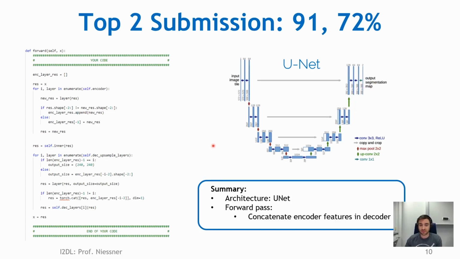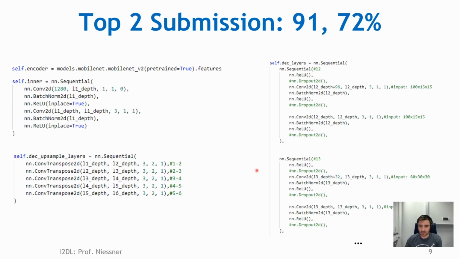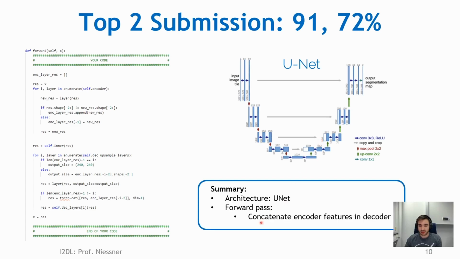To summarize, the submission uses a U-Net architecture. The encoder is pre-trained on image classification. And the decoder then uses transpose convolution, batch normalization, and I think also ReLU, but no dropout. And in the forward pass, what you always have to make sure for a U-Net architecture is that you concatenate or use the features from the encoder in the decoder part in your forward pass.